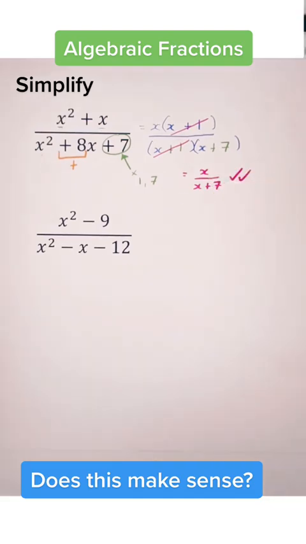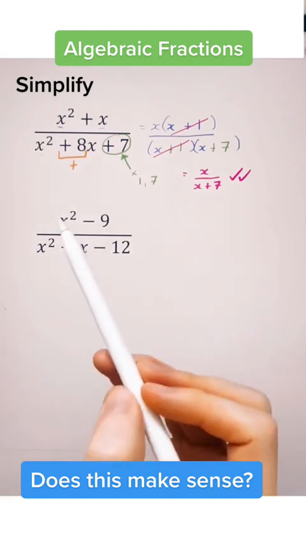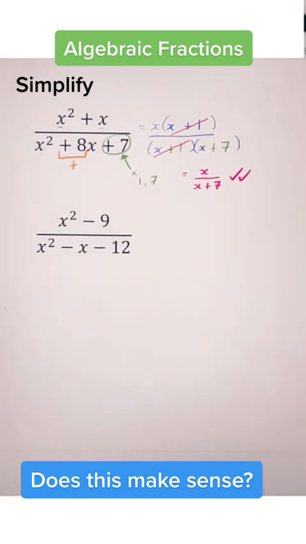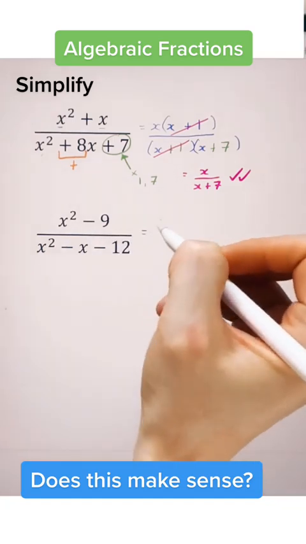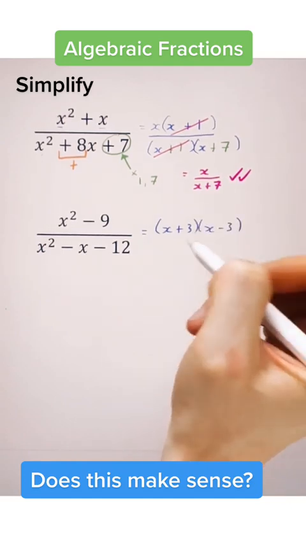For question 2, again, as we see pluses or minuses on the top or the bottom of our algebraic fraction, we start by factorising the top and the bottom separately. On the top, we should notice that this is the difference of two squares, as we've got a squared term, subtract a squared term, as 9 is 3 squared. Therefore, the top factorises into x plus 3 multiplied by x minus 3.